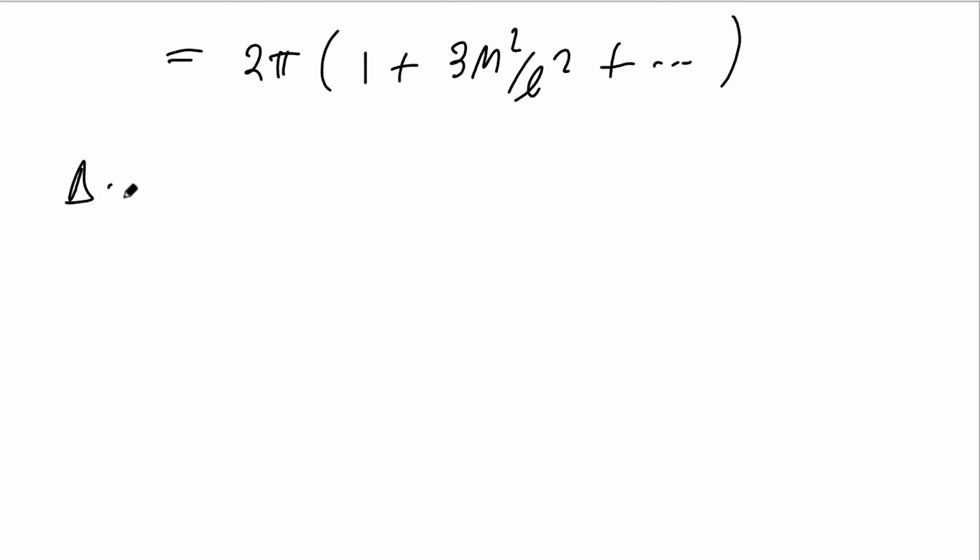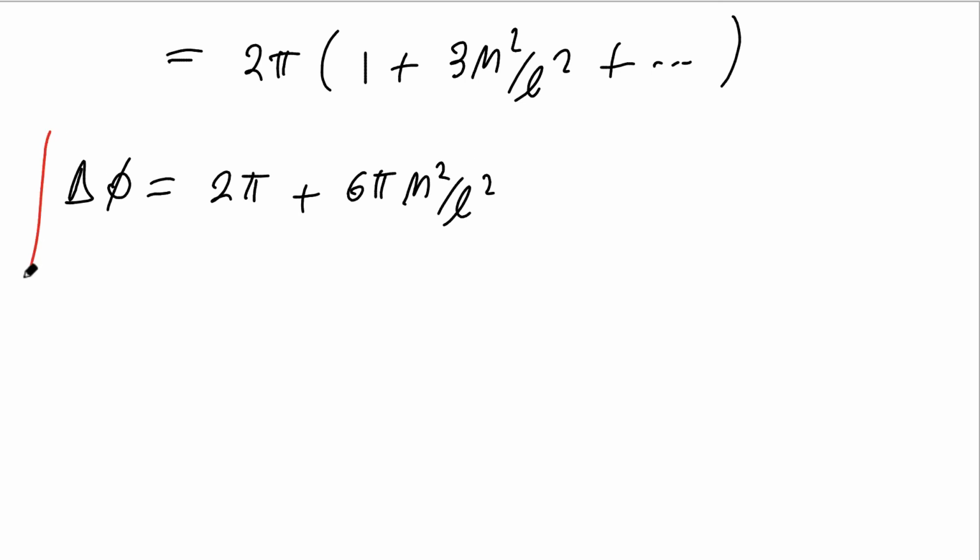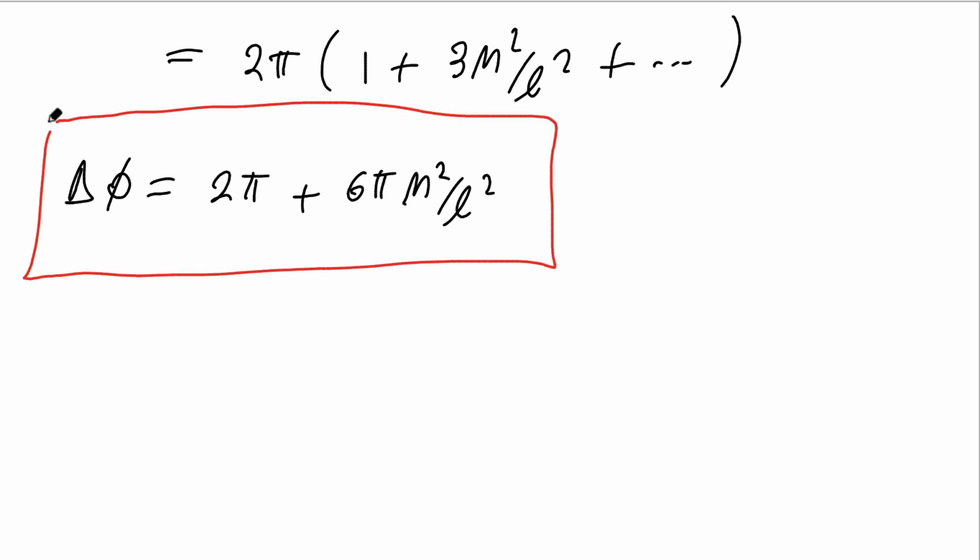The change in angle is equal to 2 pi plus 6 pi m squared over L squared plus higher order terms. And this is the change in angle that the planet experiences as it moves from its inner turning point to its outer turning point and then back again. And you'll notice that the leading order piece is just the Newtonian result, 2 pi. So this extra term, 6 pi m squared over L squared, is the general relativistic correction to that change in angle. Let me try to draw a picture.